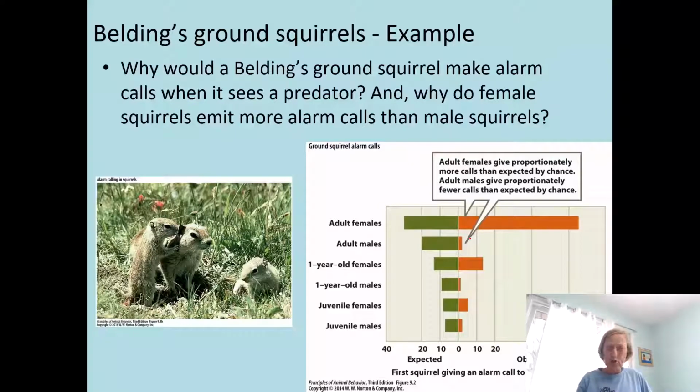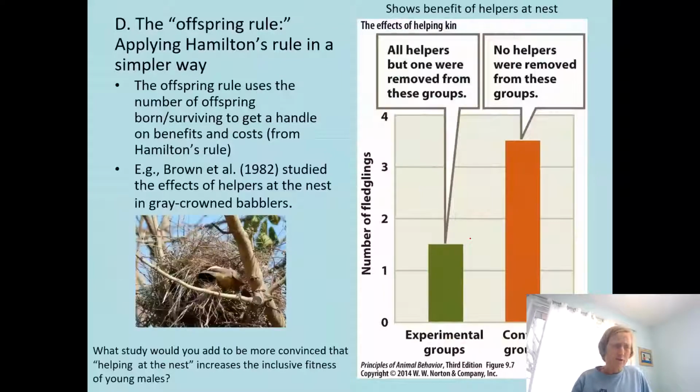Well, how do you determine that R times B is greater than C? How do you really calculate B and C? How do you calculate the benefit of helping your relatives and the cost of not helping? That's a really tough question.